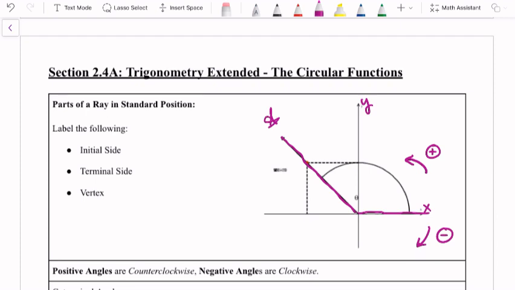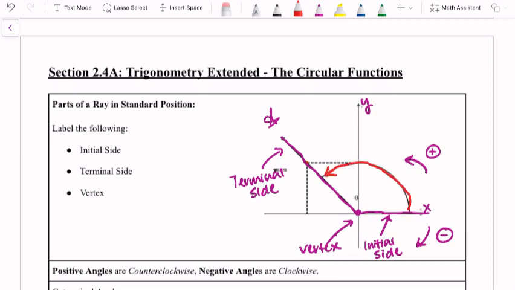And so when we are doing this, we're imagining that we have this ray that is sweeping out starting from the x-axis. So we're going to call that x-axis, or this part of our angle, the initial side, as that is where it starts. Okay, the terminal side is where that ray ends up. And then the point of intersection, or where that origin is, is the vertex. Okay, so our ray is going to sweep out either clockwise or counterclockwise, and it's going to end somewhere, and that forms some sort of angle, okay?